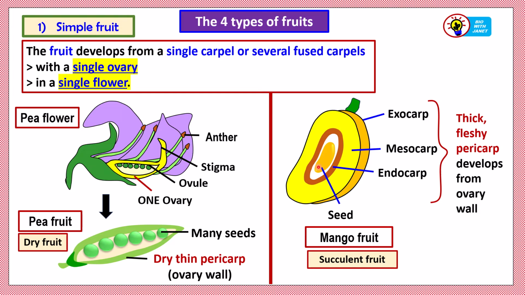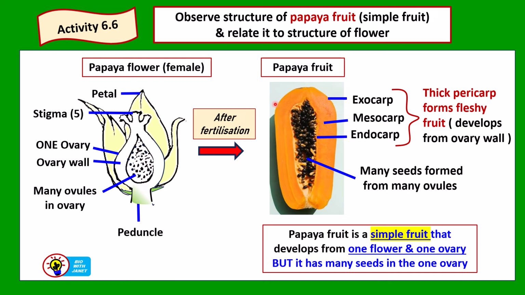Okay, so we have two types of fruits for simple fruit: the dry fruit and the succulent fruit. Both are simple fruits. Now, in your activity 6.6 in the textbook, you are asked to observe the structure of the papaya fruit, which is a simple fruit, and relate it to the structure of its flower.